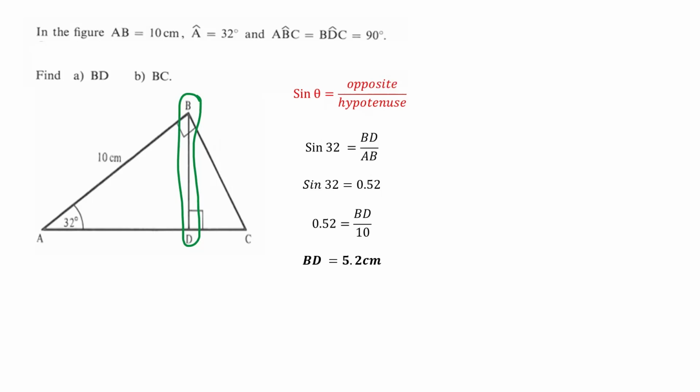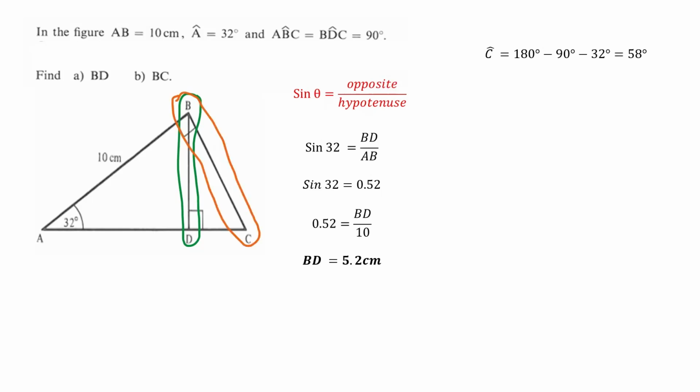The next part is to find BC. For that we need another parameter, so we need to find angle C. How can we find it? When you consider ABC as the triangle, the interior angles add up to 180. So you subtract the 90 and 32, and we get the answer as 58 degrees. By using the 58 for C, we will see how to find the side BC.